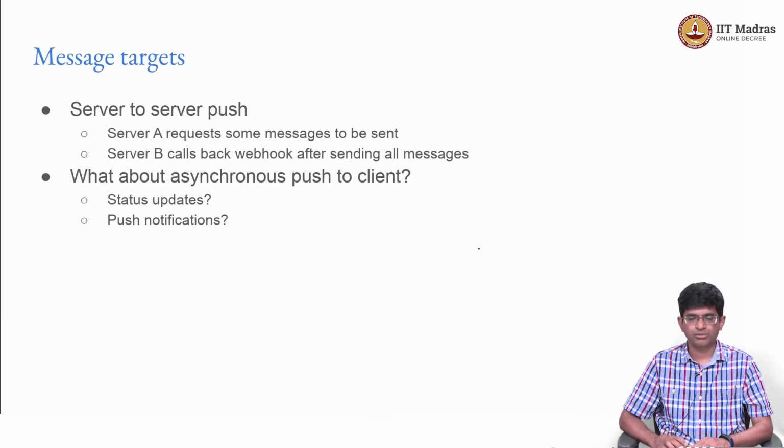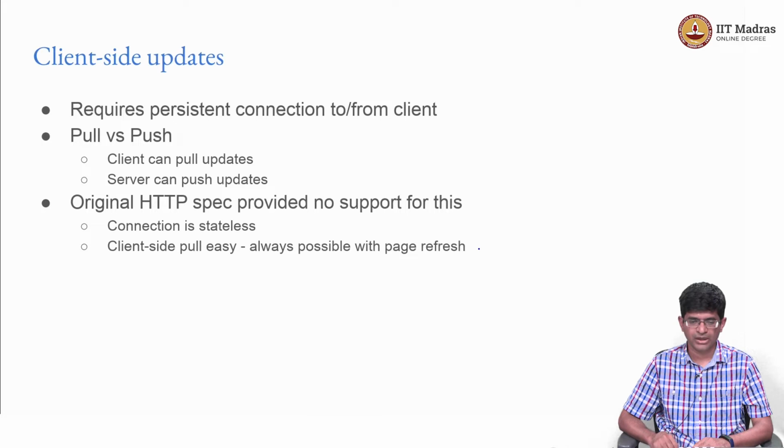So server to server push: server A requests some messages to be sent and server B calls back a webhook after sending those messages, right? That's an example use case. But what happens if I want an asynchronous push to a client, right? Status updates, push notifications and so on.